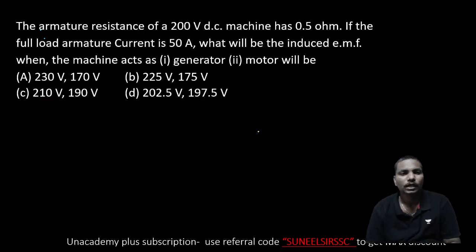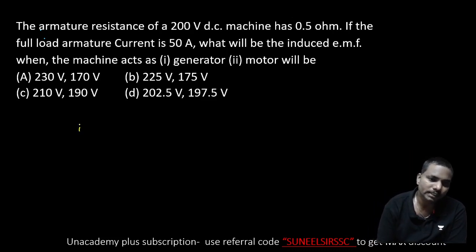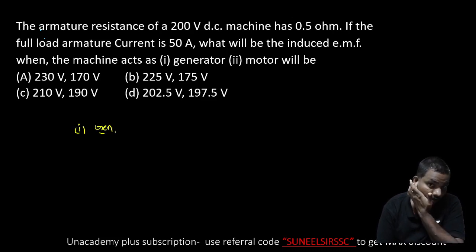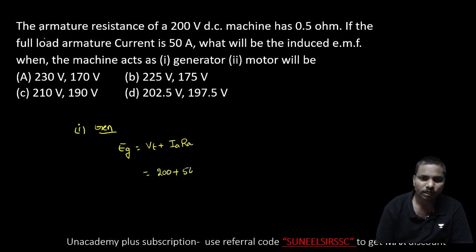Coming to the next question. The armature resistance of a 220 volts DC machine is 0.5 ohms. If the full load armature current is 50 amps, what will be the induced EMF when the machine acts as generator and motor? First, the machine is acting as a generator. We have to find out the induced EMF. Generator induced EMF is always higher: terminal voltage plus IA RA. What is the terminal voltage? 200 volts given. IA, the full load armature current, is 50 and RA is given as 0.5. That is 225.